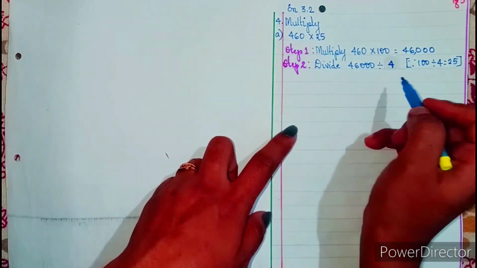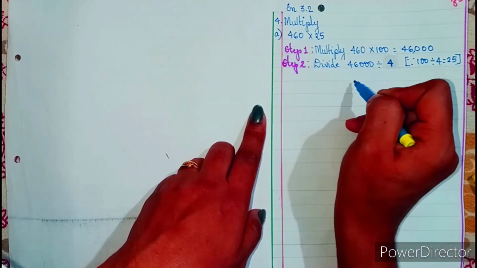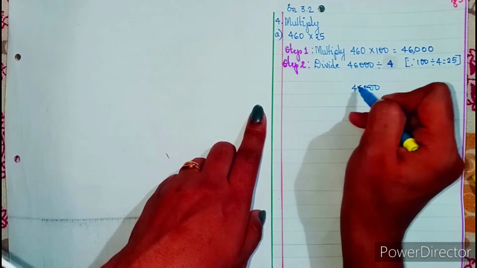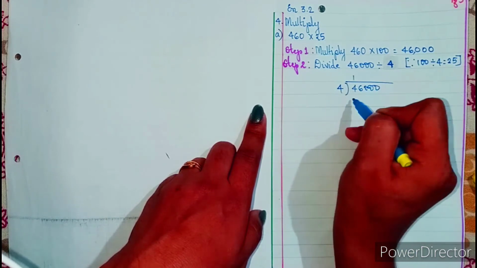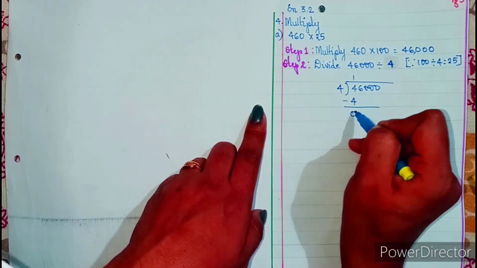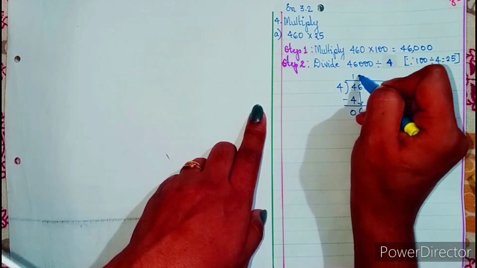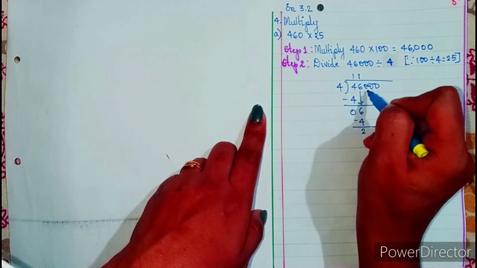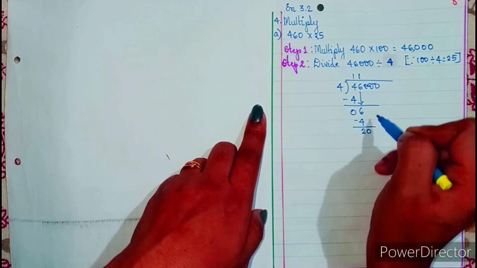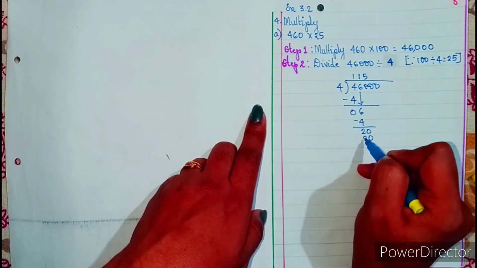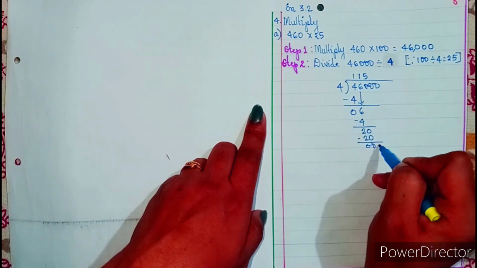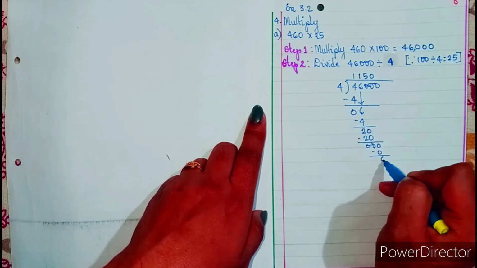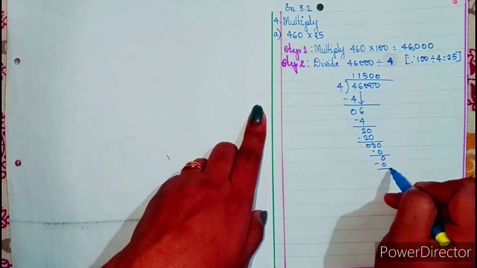So let's divide 46,000 by 4. 4 ones are 4, remain 0, take 6 downside, 4 ones are 4, 6 minus 4 is 2, take next digit down, becomes 20, 4 fives are 20, 20 minus 20 is 0, take next digit down 0, 4 zeros are 0, 0 minus 0 is 0, again take 0 downside, and 4 zeros are 0, 0 minus 0 is 0.